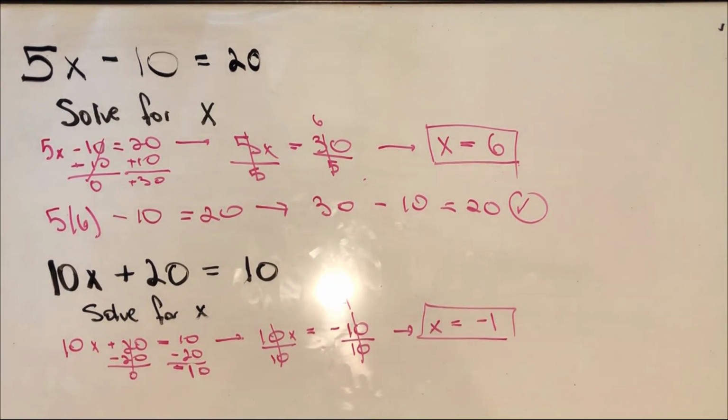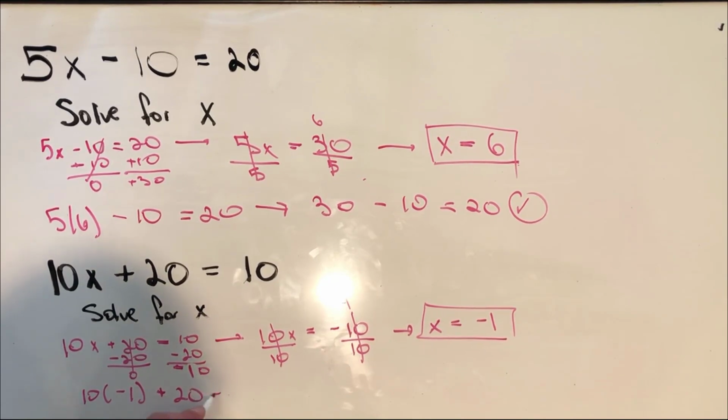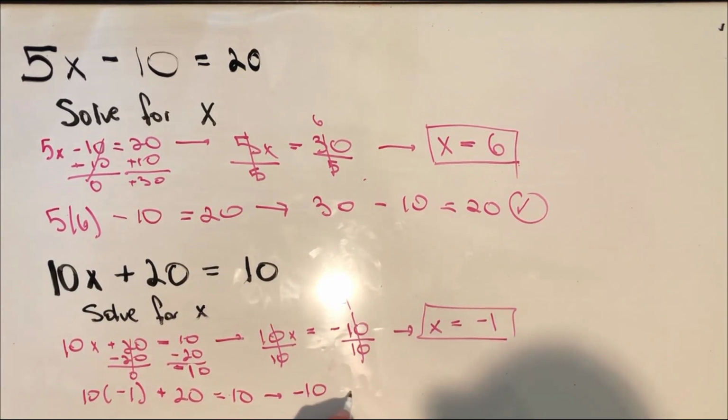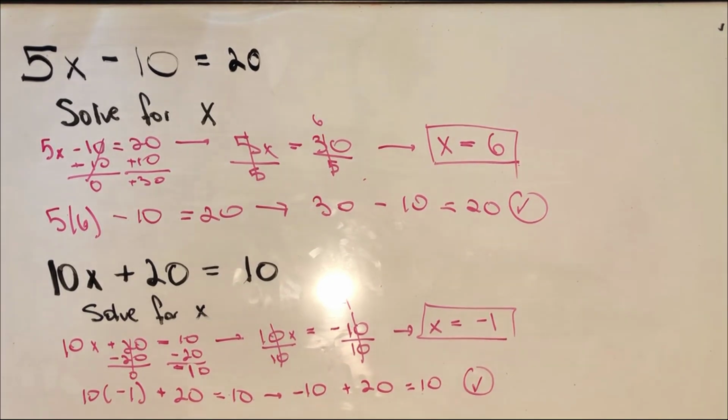Let's go ahead and try to solve for this. 10 times negative 1 plus 20 equals 10. Negative 10 plus 20 equals 10. That checks out. Okay, so there you go. Not only did we do the algebra, but then we went ahead and solved just to make sure that it was correct. Let me know if you got any more mathematical or concrete questions or concerns.